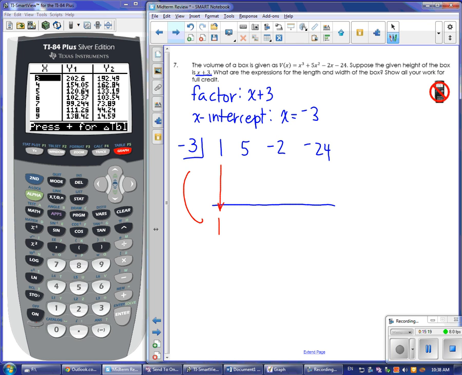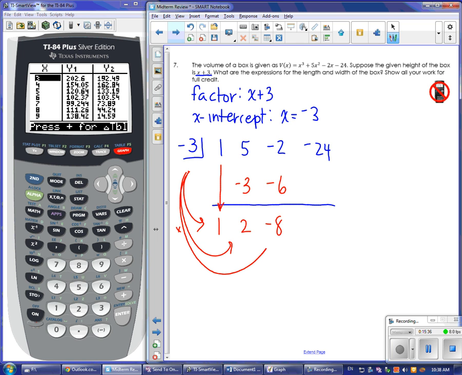And now I'm going to multiply. -3 times 1 is -3. 5 plus -3 is 2. And again, I'm going to multiply. -3 times 2 is -6. When I add -2 plus -6, I get -8.